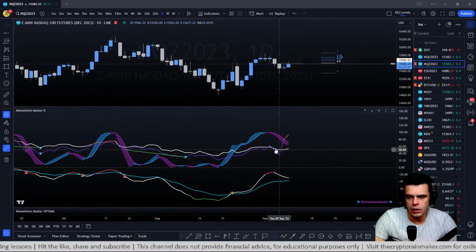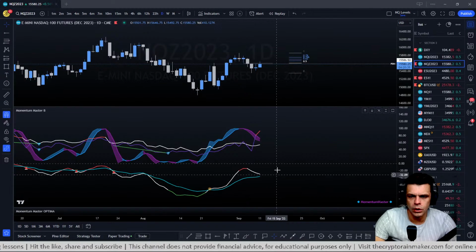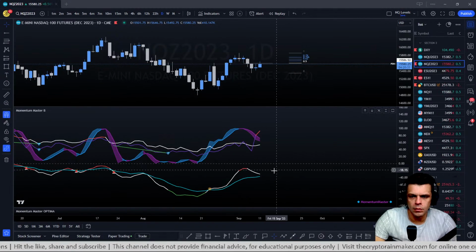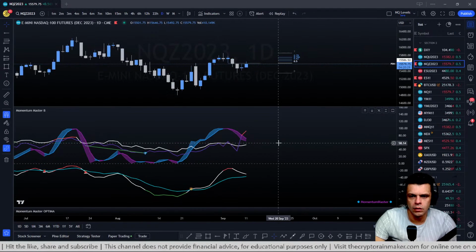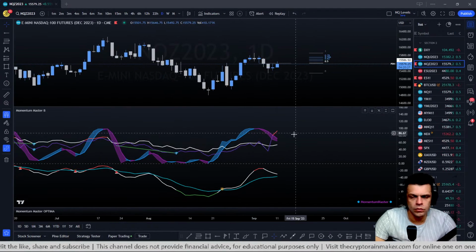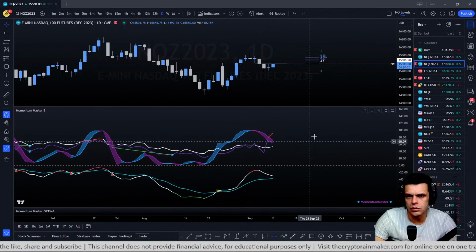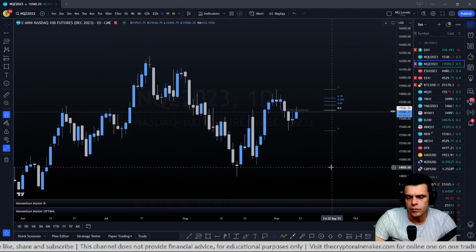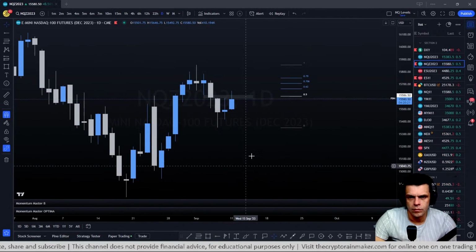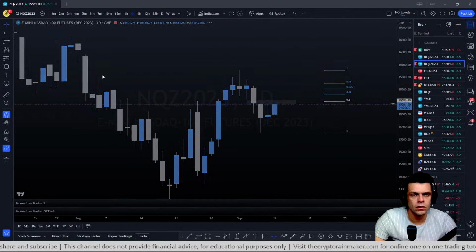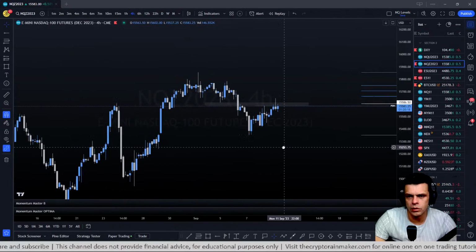All right, so a little bit of mixed signals. It looks like the Williams wants to make another run to the top and make that double top before coming down. And then the rest of the oscillators is looking a little bit indecisive. Okay, so let's go to the 4-hour chart and see what's going on.